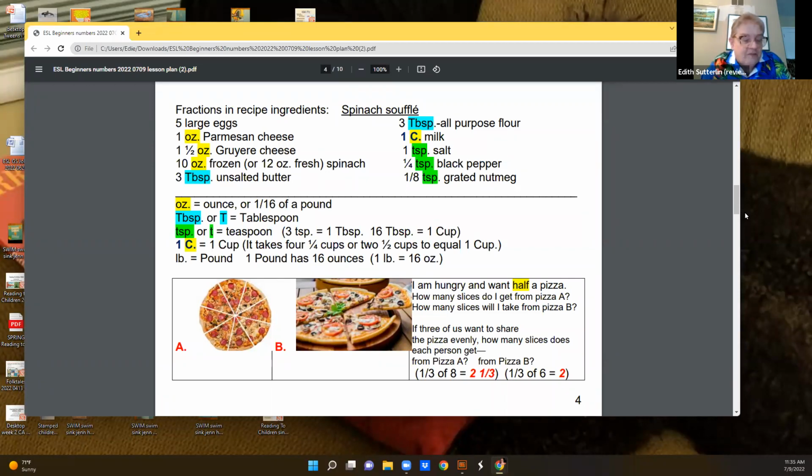We use the example of pizza to share different fractions as well. The pizza on the left, pizza A, is cut into 8 pieces. The pizza on the right, pizza B, is cut into 6 pieces. So if I ate a half a pizza, on the left, I would have 4 slices. If I had a half of pizza B, I would only have 3 pieces or 3 slices of pizza. We also talked about dividing or splitting them up, but that's not necessary here. Let's go on.